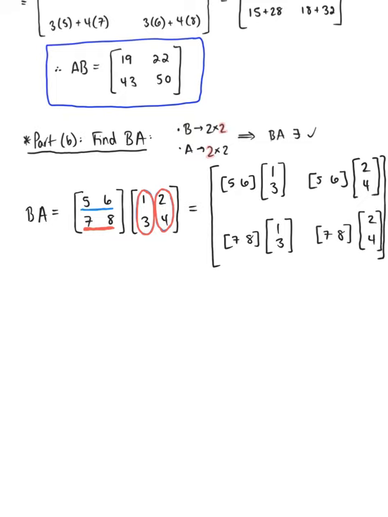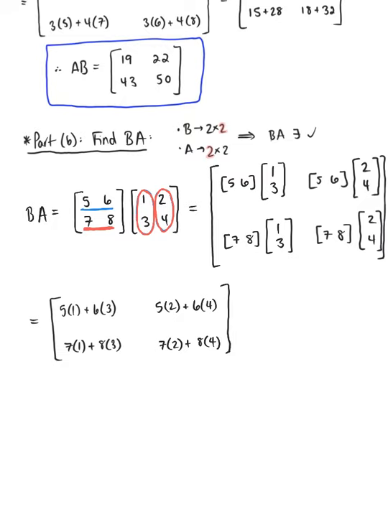And we're ready for the dot product. So this leaves us with, in the first row, first column, 5 multiplied by 1 plus 6 multiplied by 3. In the first row, second column, 5 multiplied by 2 plus 6 multiplied by 4. In the second row, first column, 7 multiplied by 1 plus 8 multiplied by 3. And last but not least, in the second row, second column, 7 multiplied by 2 plus 8 multiplied by 4.